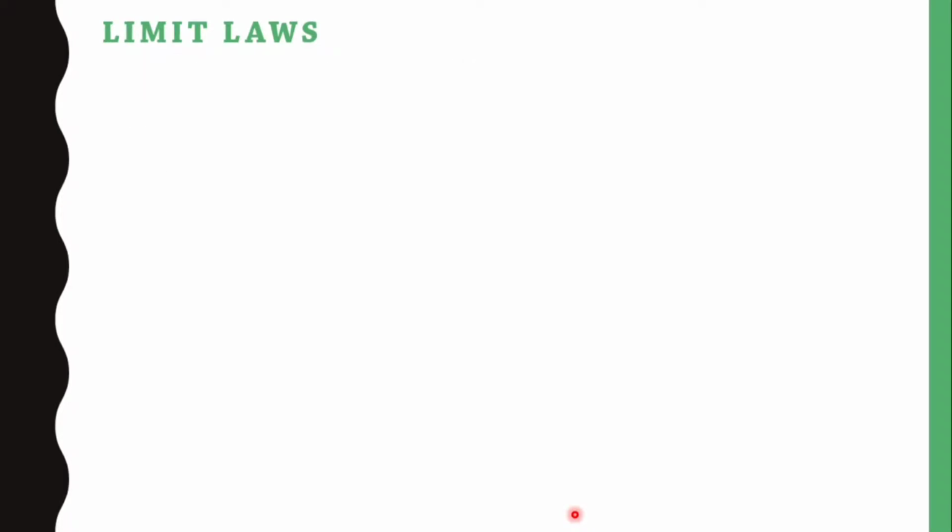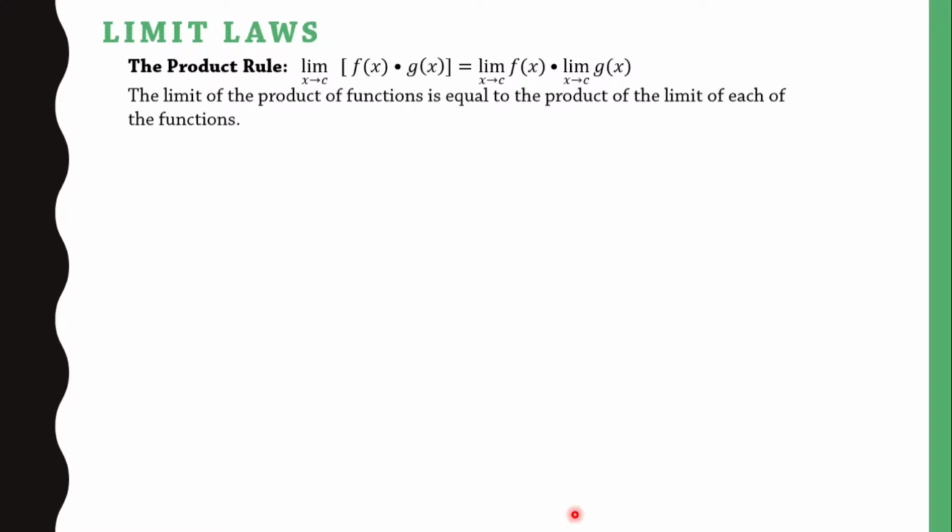Next, we will move to the next limit law, that is the product rule. According to the product rule, the limit of f of x times g of x as x approaches c is simply equal to the limit of f of x as x approaches c times the limit of g of x as x approaches c. In other words, the limit of the product of the functions is equal to the product of the limits of each function.